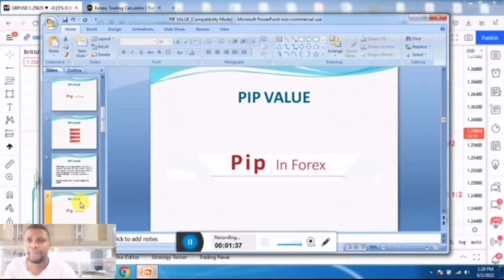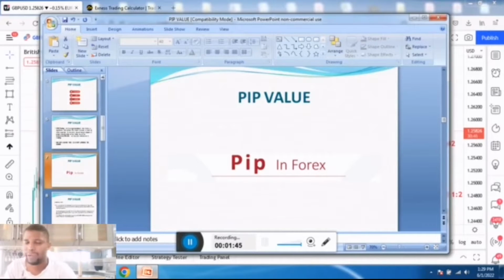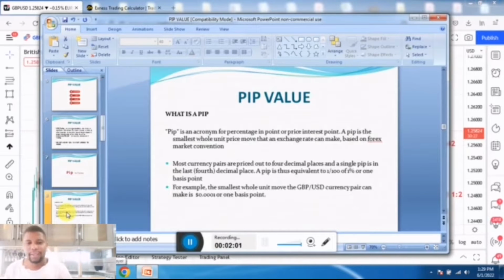So guys, what is a PIP in Forex? We oftentimes talk about PIPs. We always see people on social media saying they made this many PIPs, they did this many PIPs. So let us try to put what is a PIP in simple terms, so that maybe other people will try to understand. So by definition, what is a PIP?